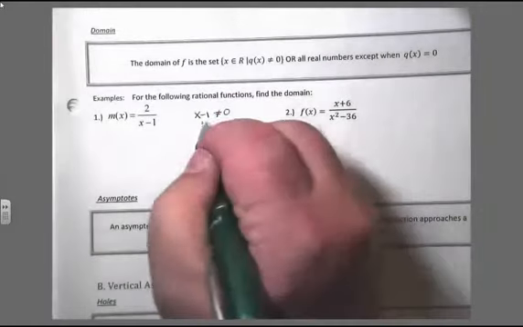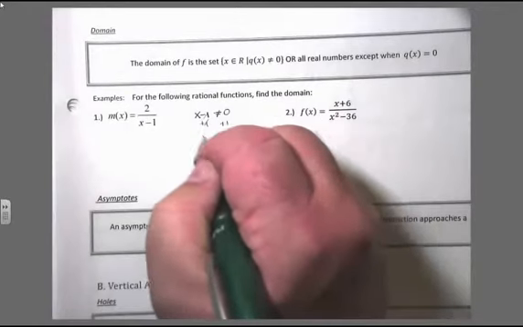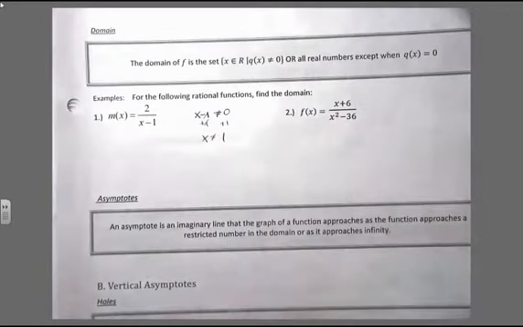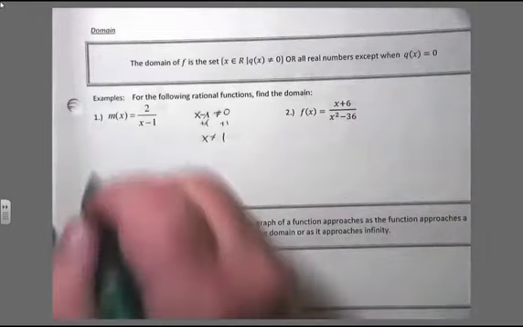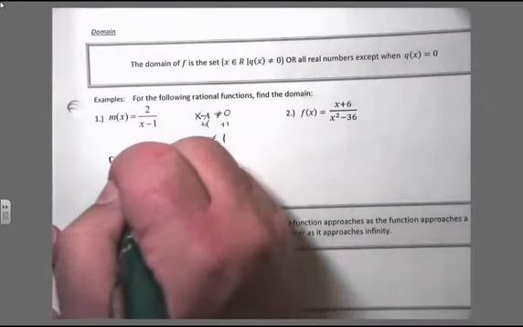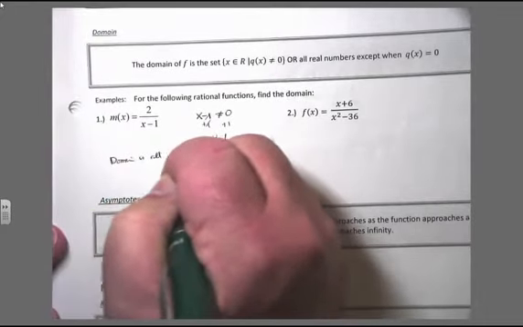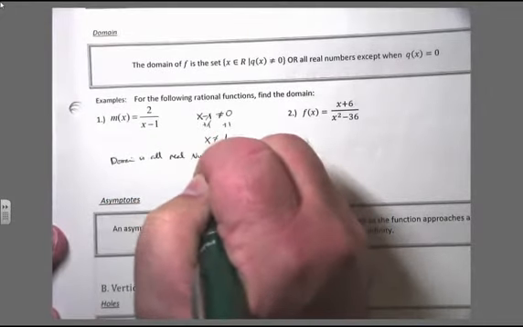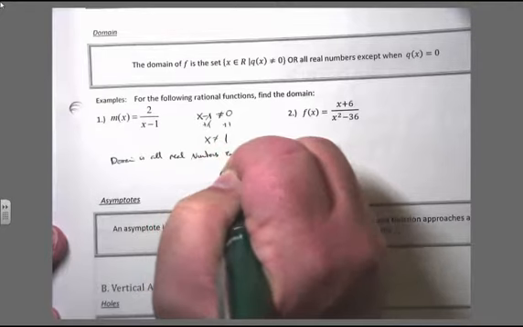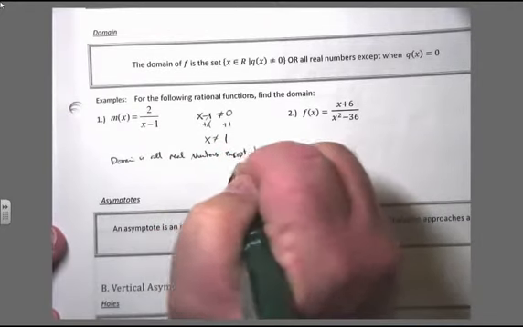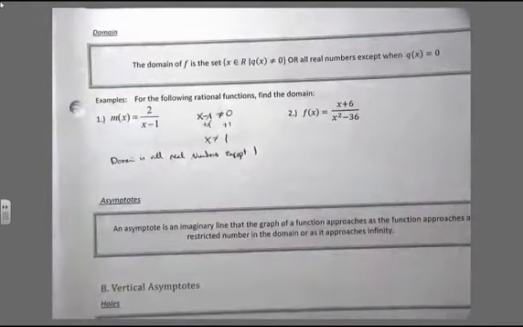So solve. I'm going to add 1 to both sides. X can't be equal to 1. Does that make sense? So the domain in English would be, domain is all real numbers except 1. All real numbers except 1. But how do I write that in the mathematical computer system, the way they're going to want it on the final exam? How do I write all real numbers except 1 in interval notation?